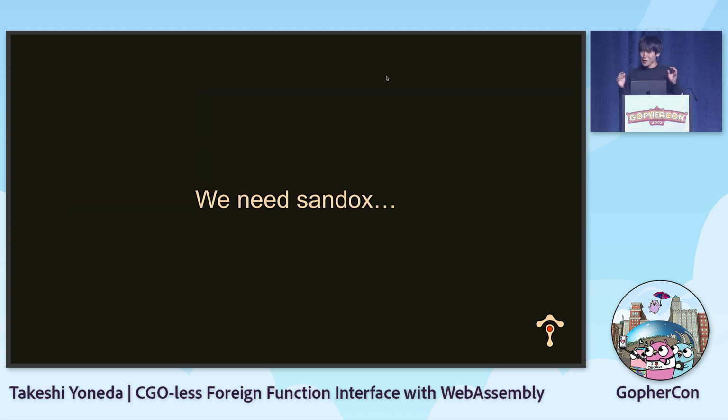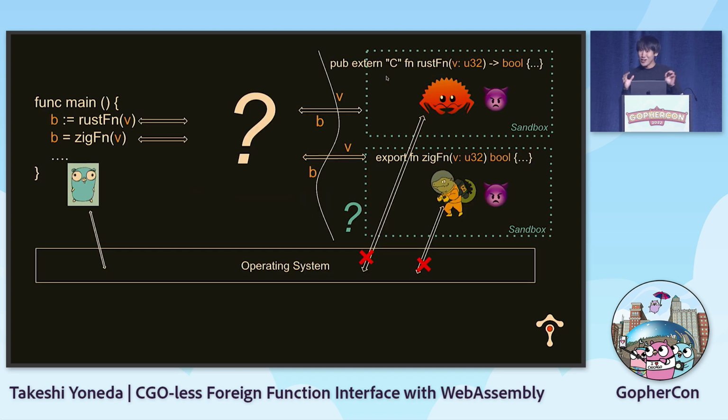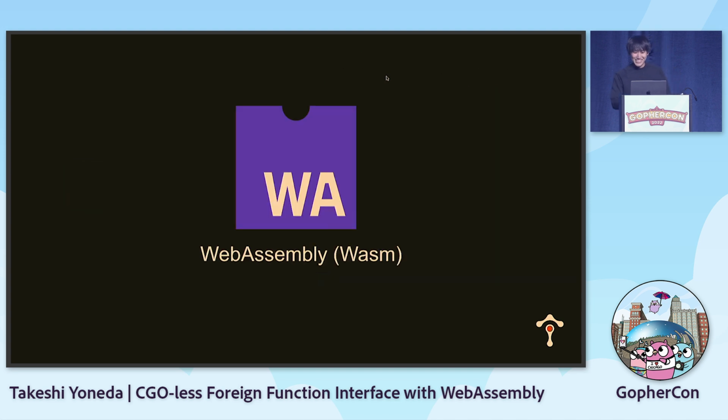So what can we do? We need a sandbox, right? With a sandbox, we can isolate these possibly malicious foreign functions from the operating system. Then we can protect your operating system and the virtual memory space used by your main Go function. So how can we do this? This is where I'm introducing WebAssembly to this talk.